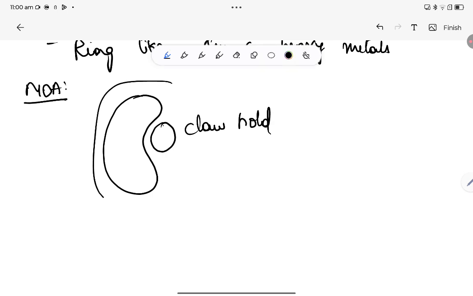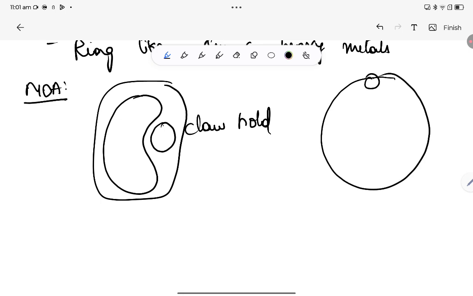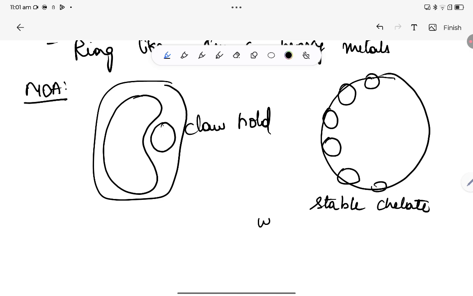This whole complex exists in the form of a ring of 7 to 8 structures. Then this becomes a stable chelate. This stable chelate is usually excretable because it makes the heavy metal water soluble.